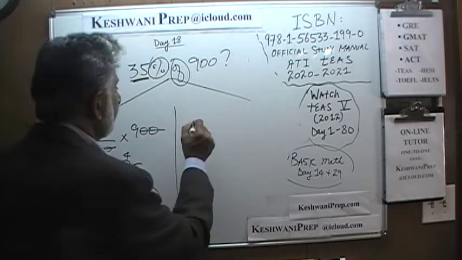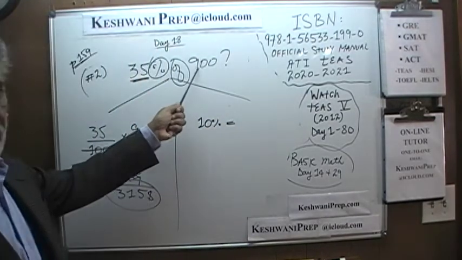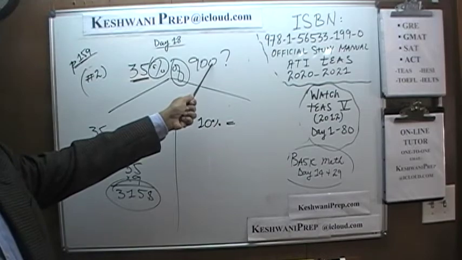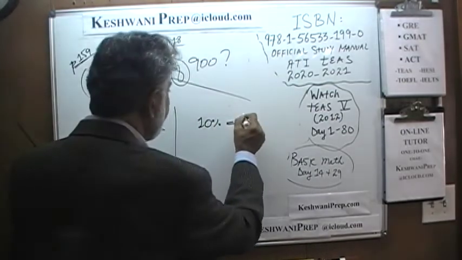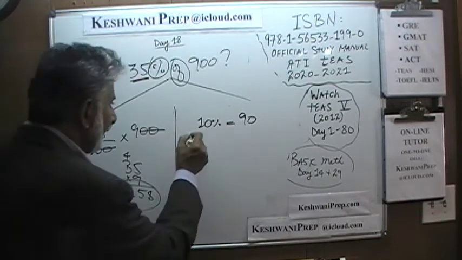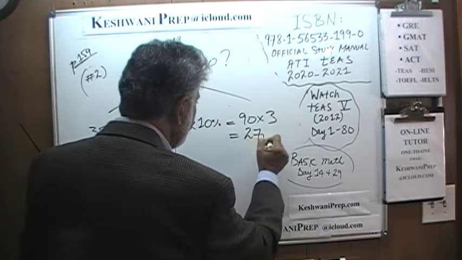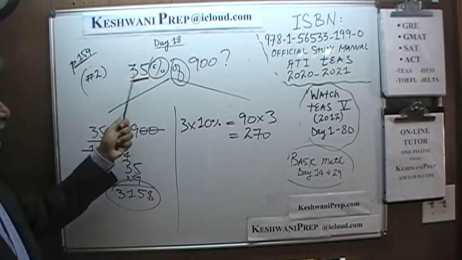Another way we could have done it is this way. Just realize that 10% of 900, you just knock off a zero. 10% of 900 would have to be 90. If 10% is 90, then 30% would be 3 times that amount, which is 270. That's 30%. We want 35%.